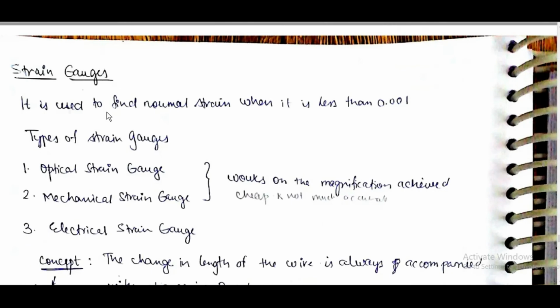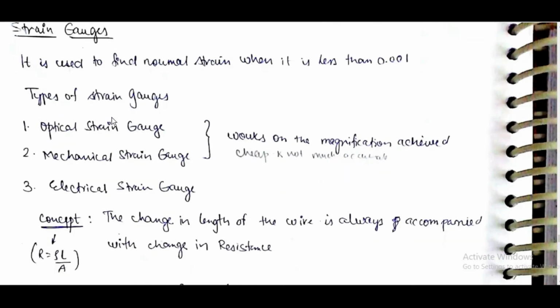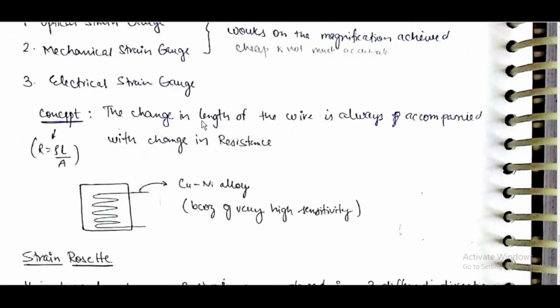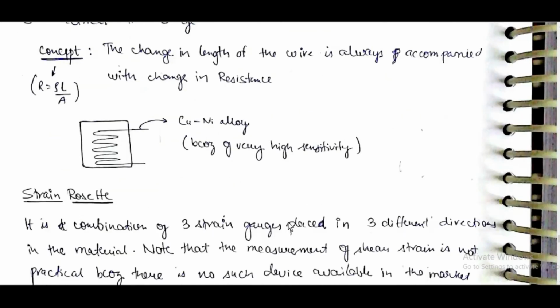Strain gauges are used to find normal strain when it is less than 0.001. Types of strain gauges: optical strain gauge, mechanical strain gauge, electrical strain gauge. The first two work on magnification achieved, and are cheap and not very accurate. In the electrical gauge, the change in length of the wire is proportional to the change in resistance. Capital R is equal to rho L by A. This is a copper nickel alloy because of its very high sensitivity.